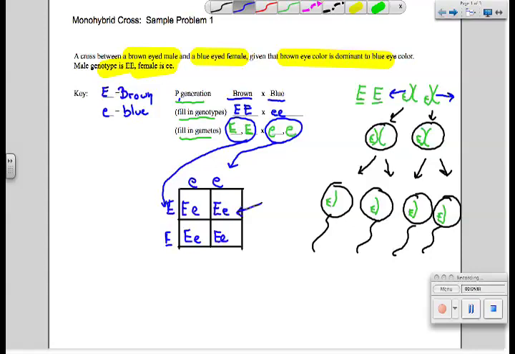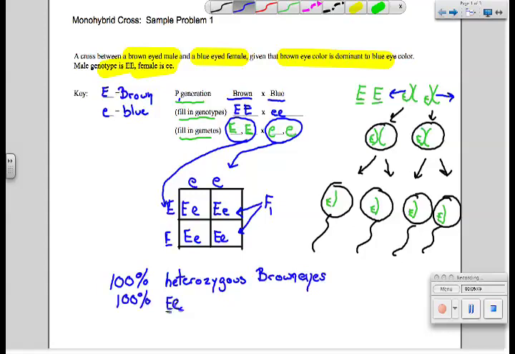Inside the box here, these children are my F1 generation. So what do they look like? Well, we know that brown eye color is dominant over blue, and in order to show that dominant phenotype, I only need one copy of the brown allele. In this case, I have 100% heterozygous brown eyes. Heterozygous because all of my children here, 100% of them, are big E, little e, having two different alleles.